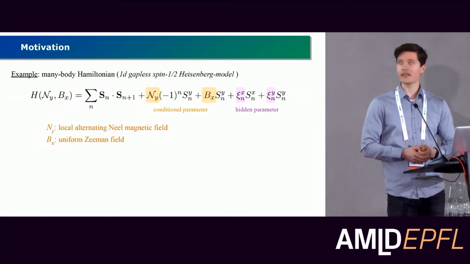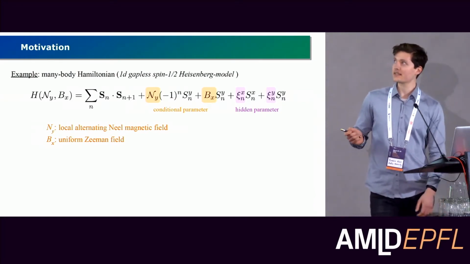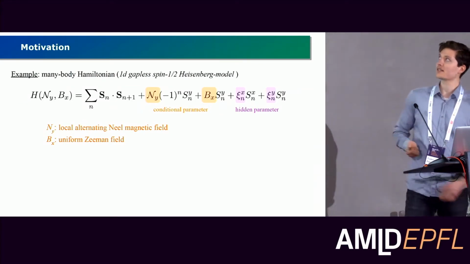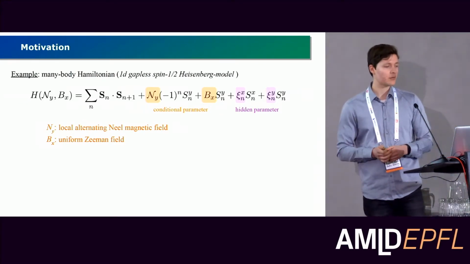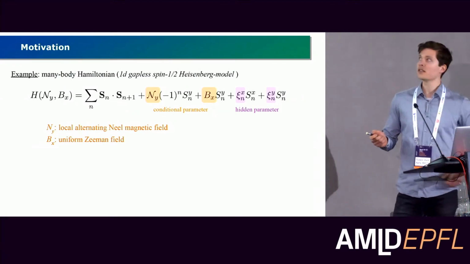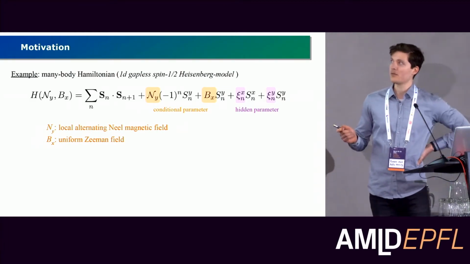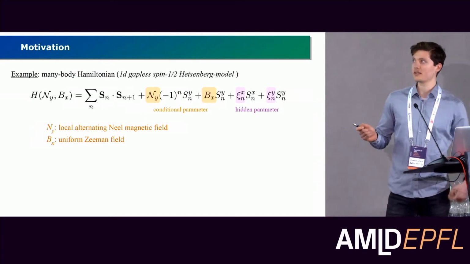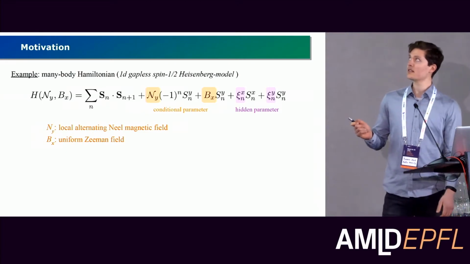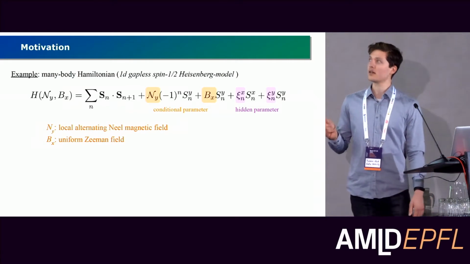But let me explain the motivation for this project with an example. In this case, we take a many-body Hamiltonian, a one-dimensional spin-1/2 Heisenberg model given by this Hamiltonian, and we're interested in the parameter dependence of this Hamiltonian on first the local alternating magnetic field as well as the uniform Zeeman field. We also introduce some hidden parameters in this Hamiltonian, in this case just magnetic fields in x and y direction.